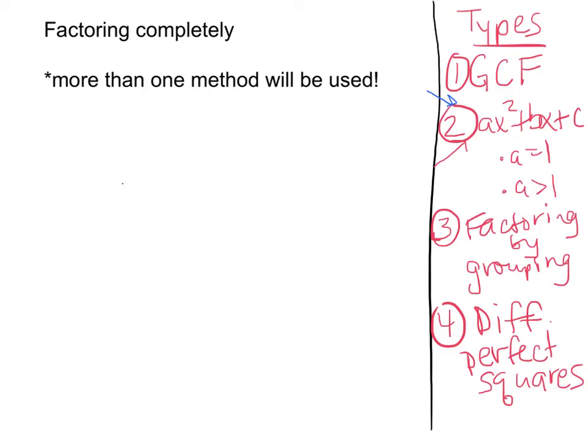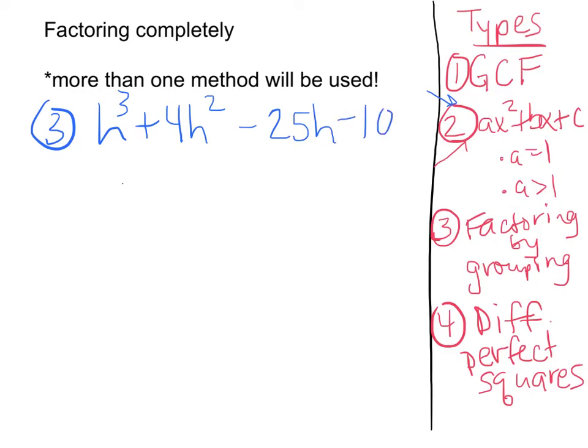Alright, the last one that I'm going to look at, let's say I have h cubed plus 4h squared minus 25h minus 100. Alright, first thing I'm going to do is I'm going to look at this and I'm going to count my terms. I have 4 terms. The only two types I can look at is, am I going to factor out a GCF or am I going to factor by grouping?